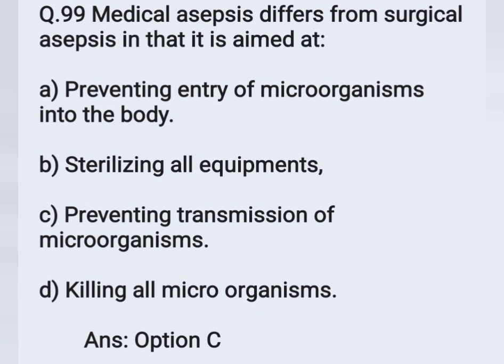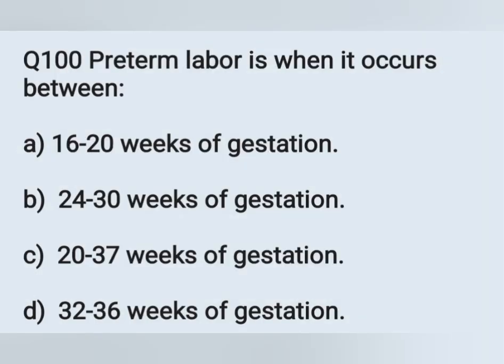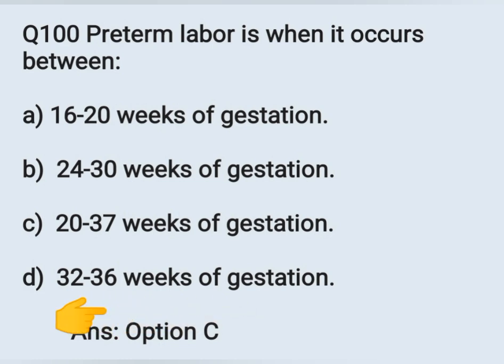And the next question, it is the last question. Preterm labor is when it occurs between. Options: option A, 16 to 20 weeks of gestation. Option B, 24 to 30 weeks of gestation. Option C, 20 to 37 weeks of gestation. Option D, 32 to 36 weeks of gestation. Preterm labor means it occurs between 20 to 37 weeks of gestation. Option C is the correct answer.